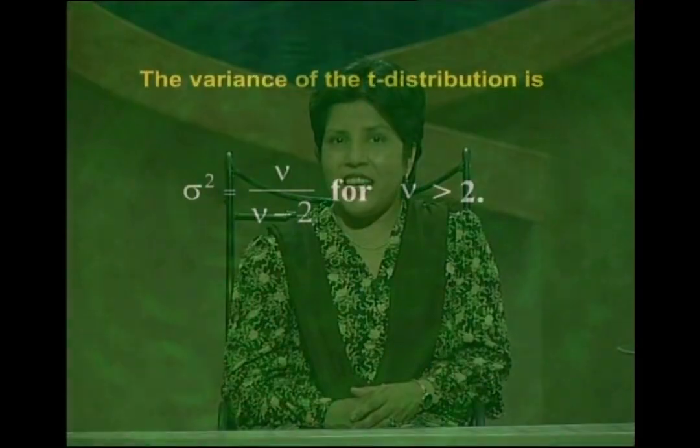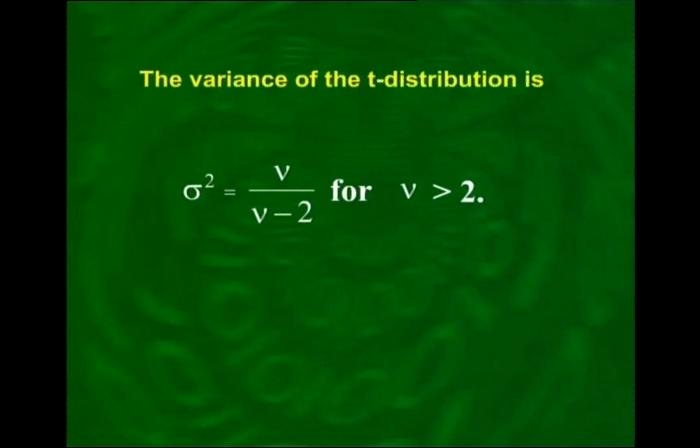As you now see on the slide, the variance of the t-distribution is given by sigma square is equal to nu over nu minus 2, and this formula is valid for all values of nu greater than 2. Now, if you pay attention to this formula, students, it is obvious that the numerator is greater than the denominator, implying that sigma square is greater than 1.